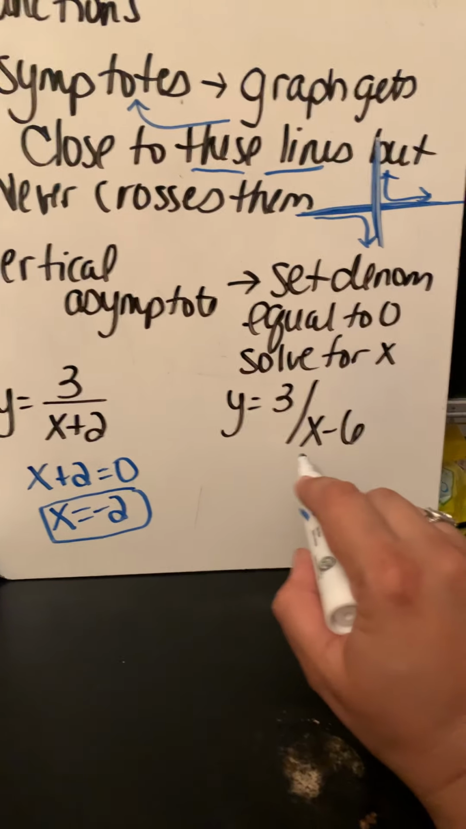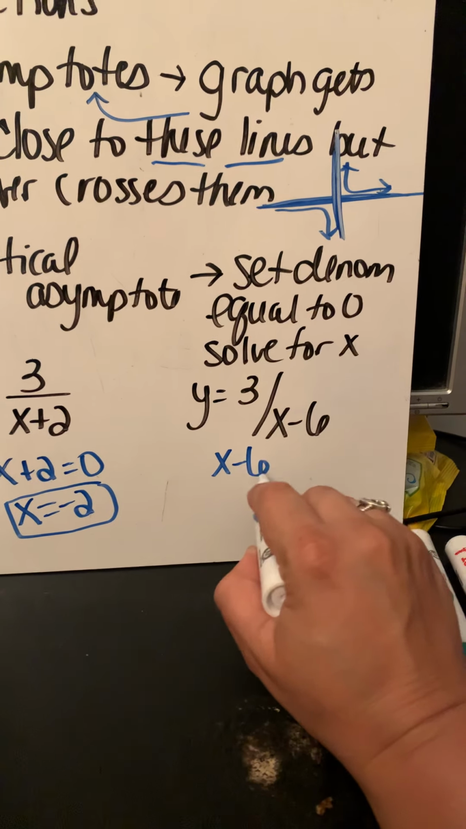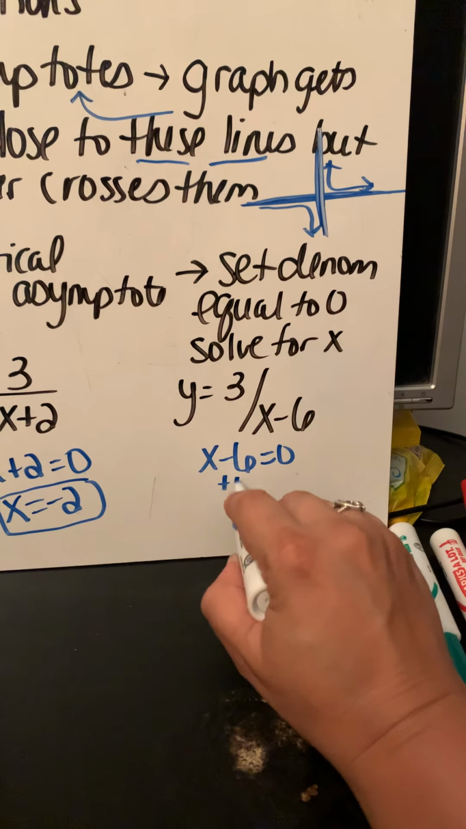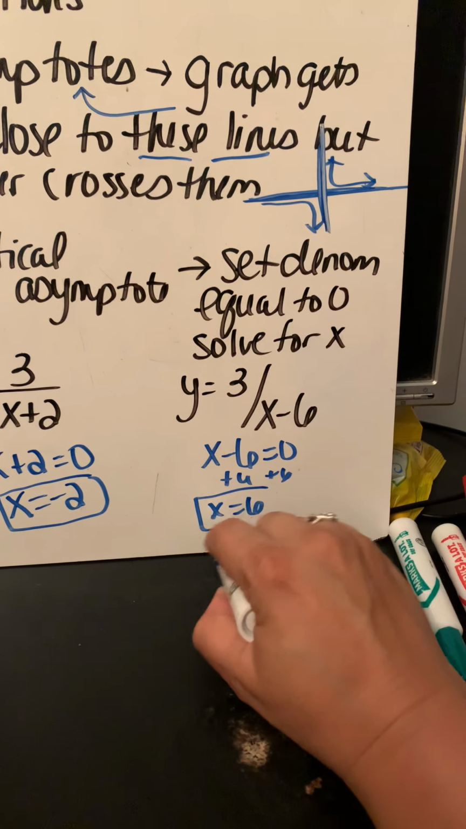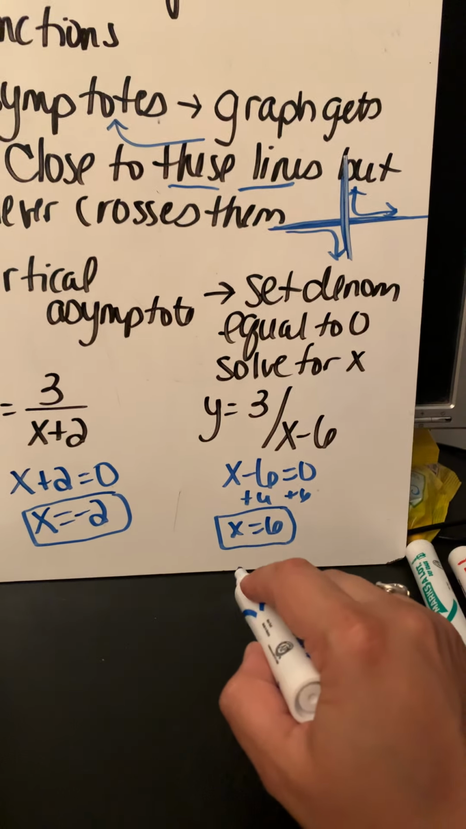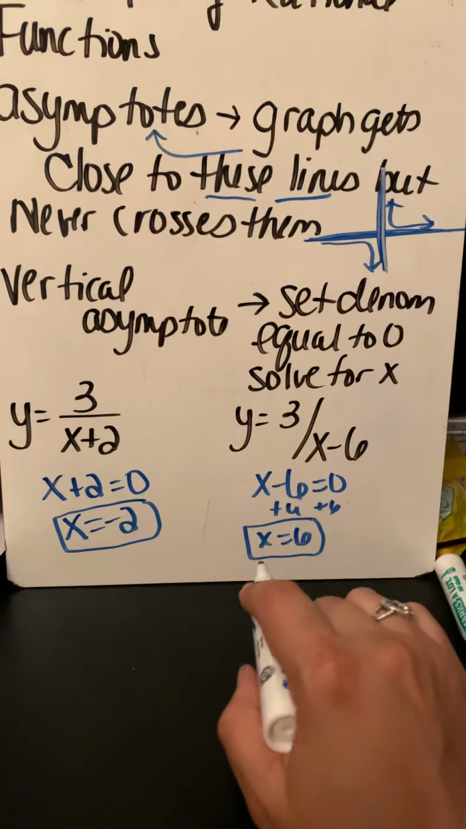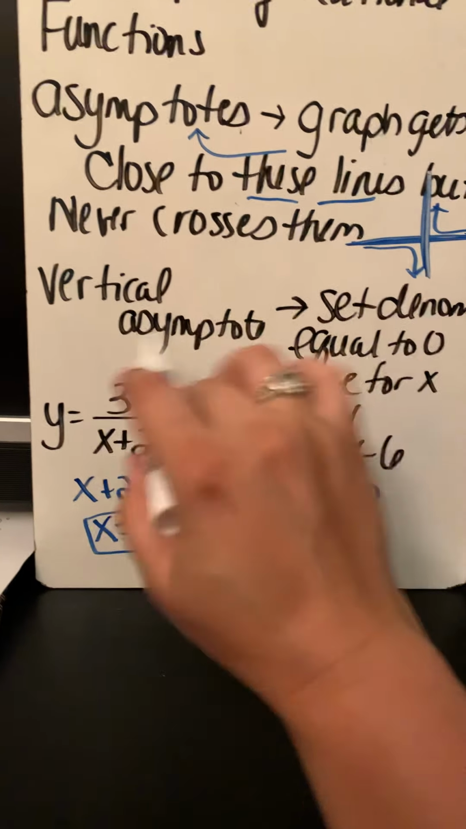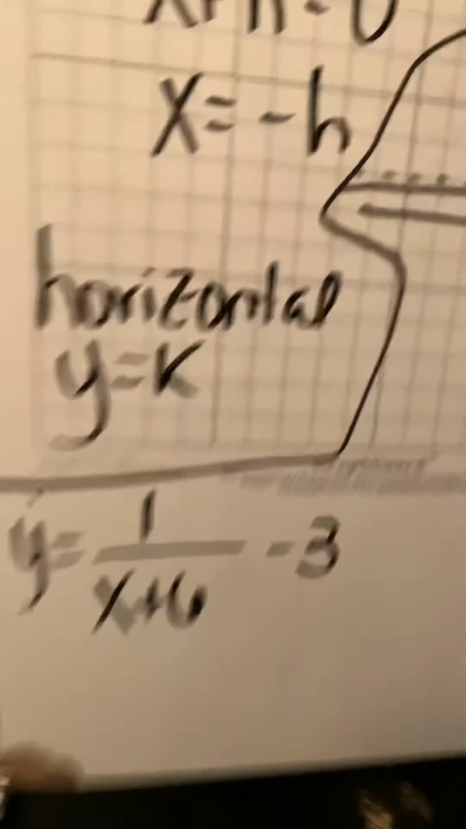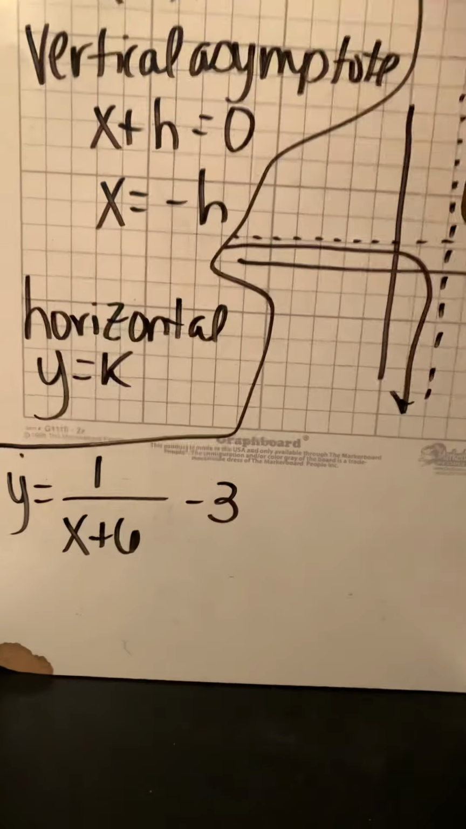This one here, I'm going to do the same thing. X minus 6 equals 0. I'm going to add 6. X equals 6. There's that one's asymptote. Okay, so you just take your denominator, set it equal to 0, solve for x. It's that easy to find some vertical asymptotes.